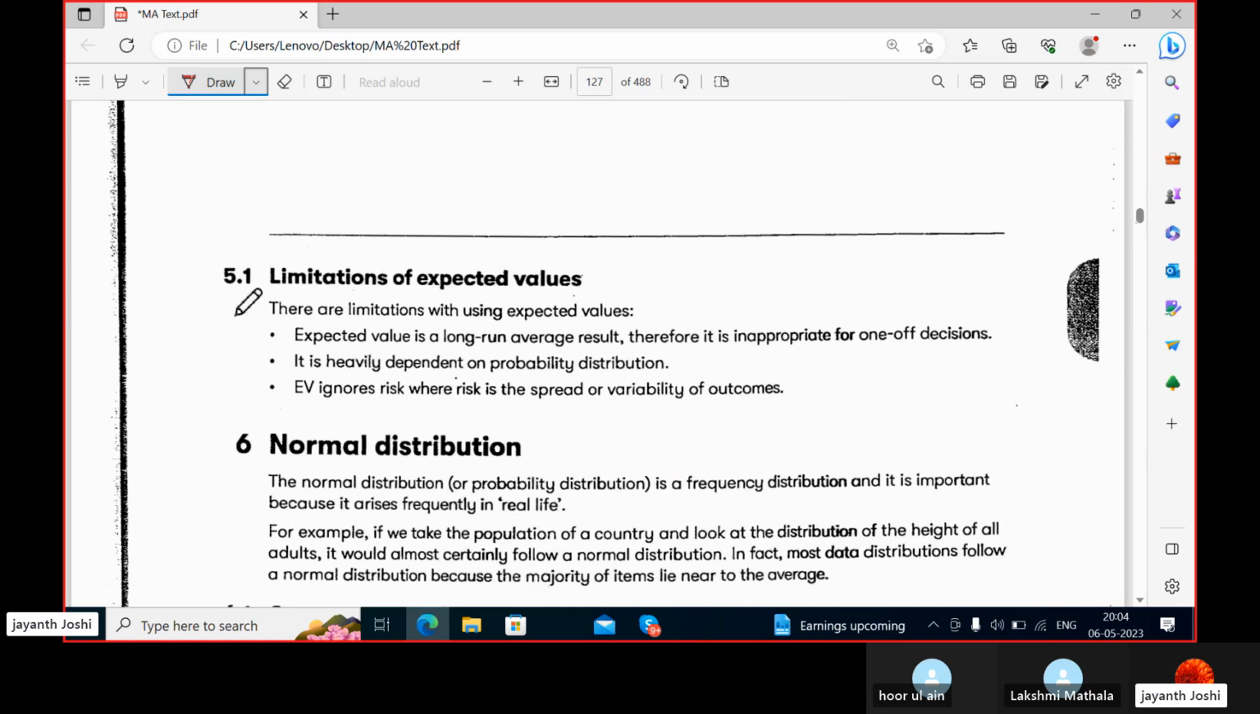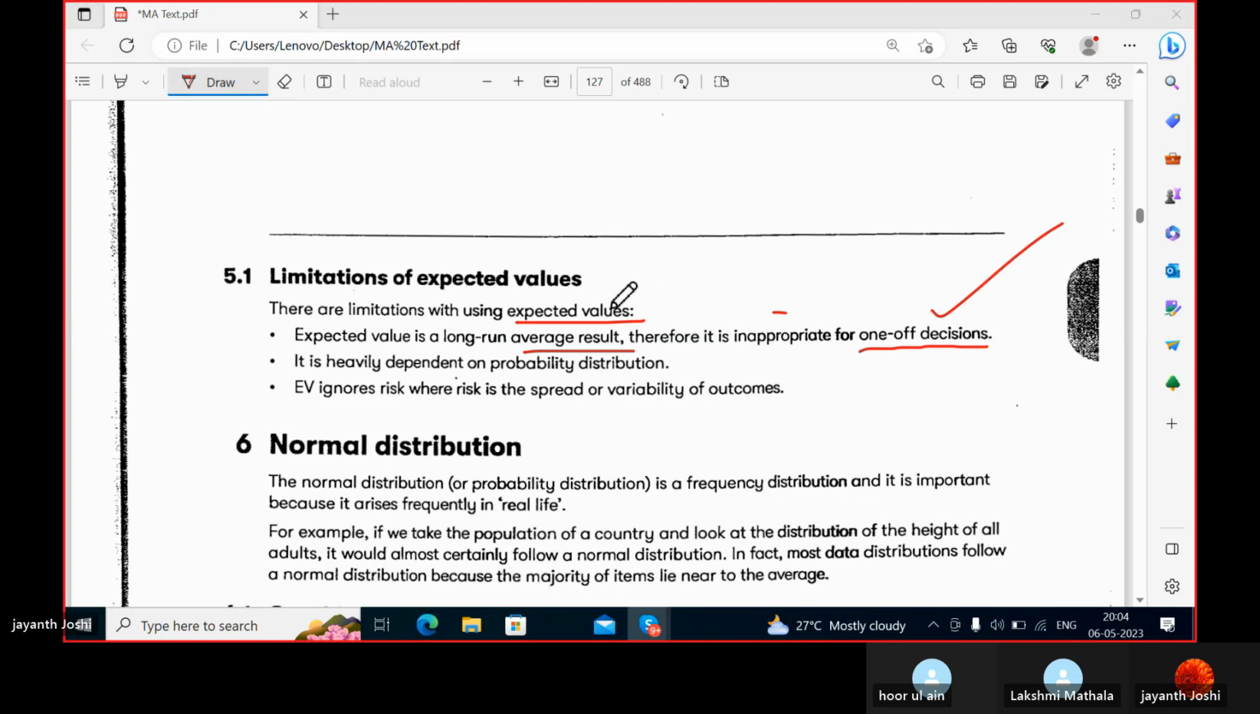Limitations of expected values. There are limitations with using expected values. Expected value is a long-run average result. Therefore, it is inappropriate for one-off decisions. That means you have to wait for a longer period of time, and if you want to take decisions immediately right now, it cannot be considered. It is heavily dependent on the probability distribution, which we will be learning right now.